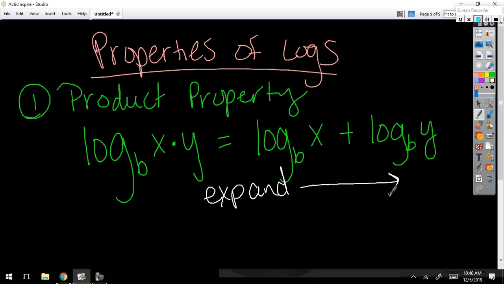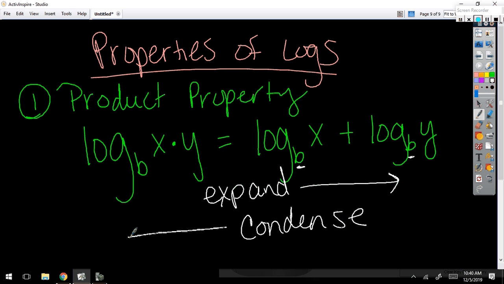Now, in the same manner, if we move from right to left, so if we make it shorter than what it was and we use only 1 log to write it, and the key here again is these bases have to be the same, just like with exponents. This is called condensing. So if you make it bigger, it's expanding. If you shrink it in, it's condensing. Does that make sense? Okay. I'll show you an example of each with this property, and then we'll do property number 2.